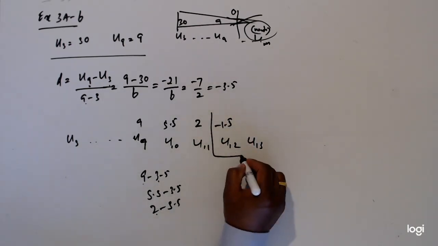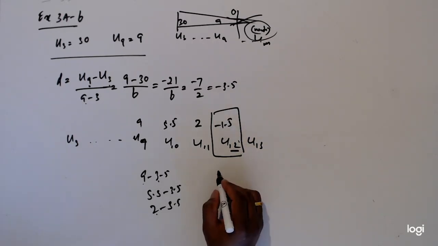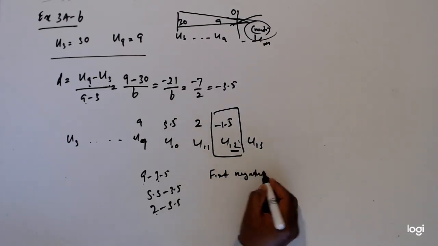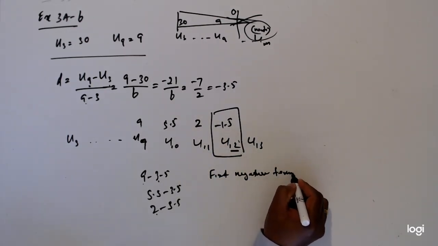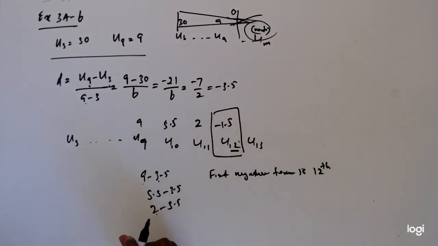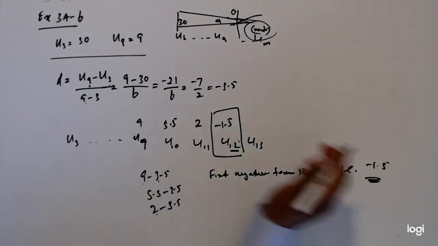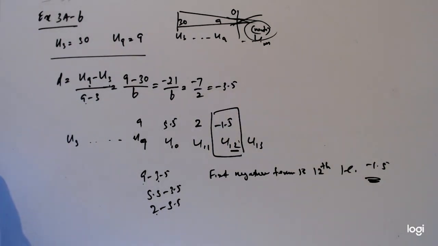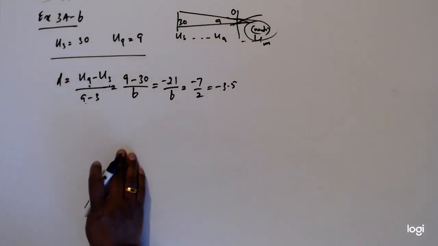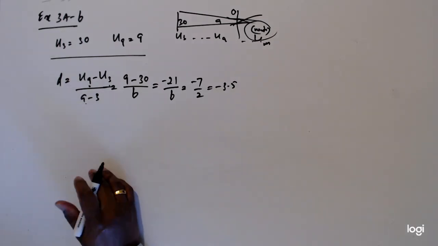The first negative term is U12, the 12th term. That is minus 1.5. If not, what will happen? How can you find it? This is applicable for any term.